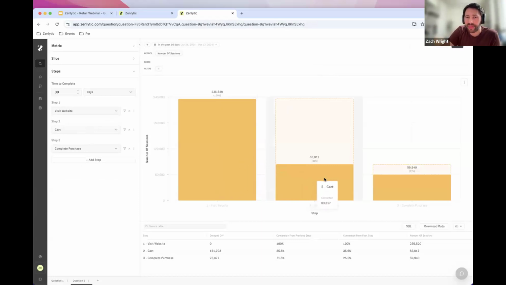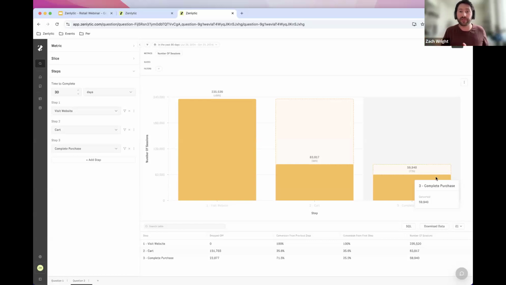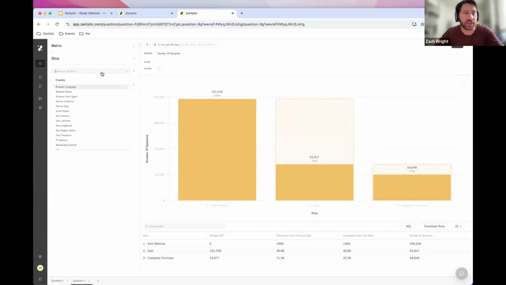All right, so I can see that 36% of the people who visit the website add something to their cart. And then only 72% of the people who do add it to the cart actually make a purchase. So a question that I have is, is this efficient? Is it efficient for both desktop and mobile devices? Because I want to know, should I really be spending ad spend equally across the two different channels? So I'm going to slice this up by device type.